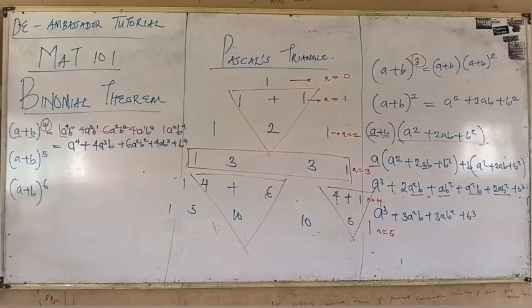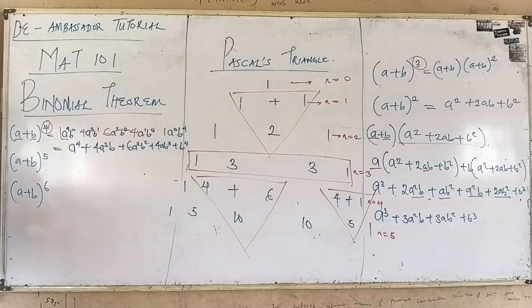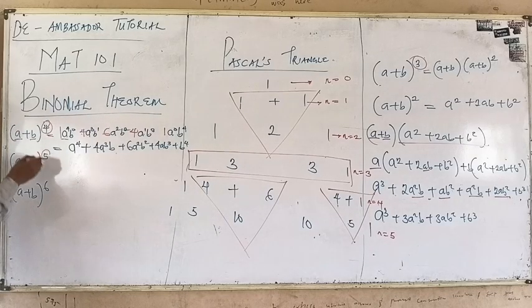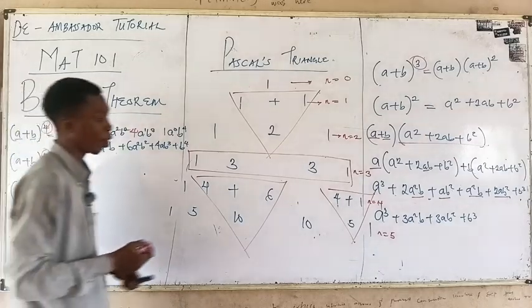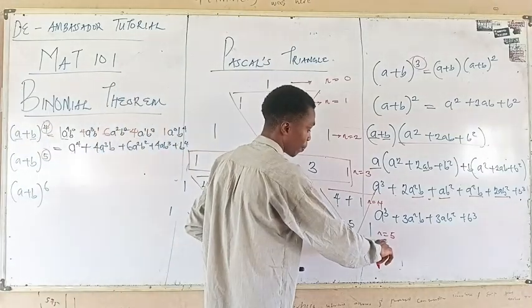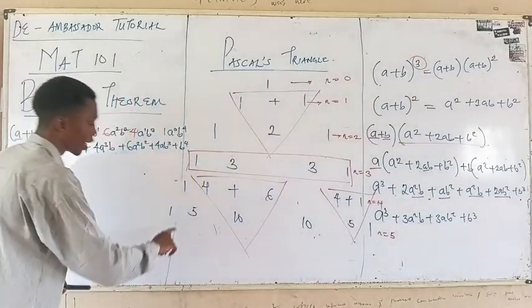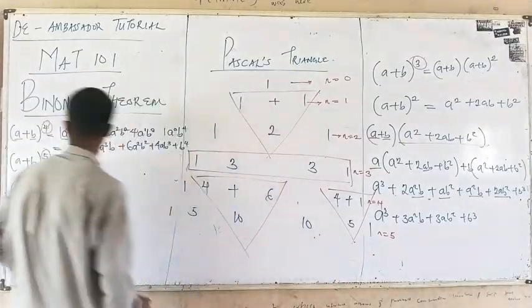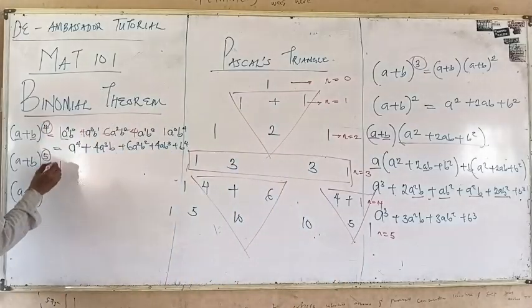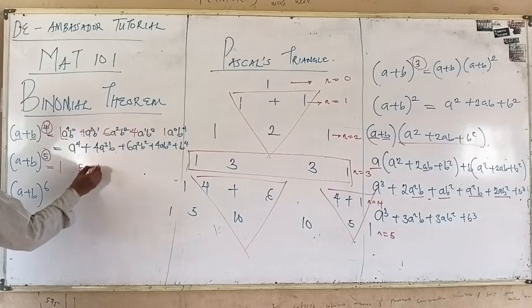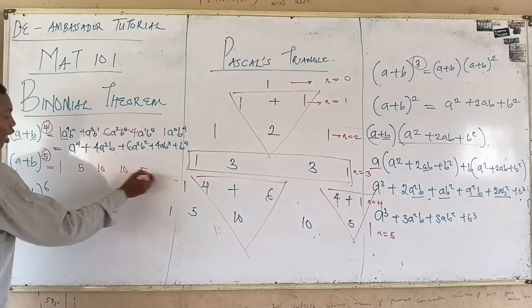Very, very simple. Okay, everyone, let's try one more. I want to expand this, and the power here is A in the power of 5. Where do I have it? Here. So the first thing is to write the what? Coefficients. What are the coefficients, everybody? 1, 5, 10, 10, 5, and 1.